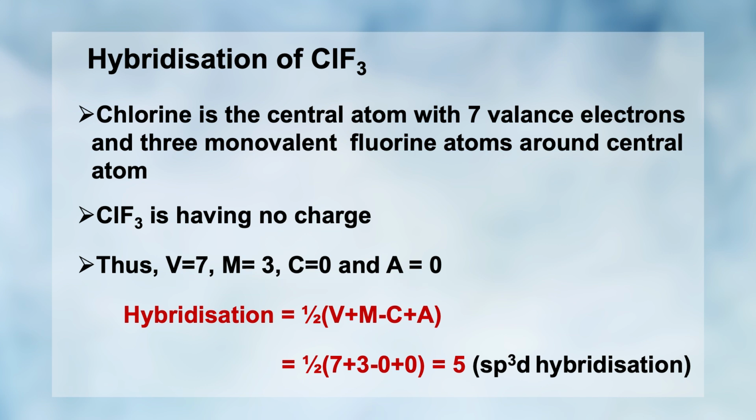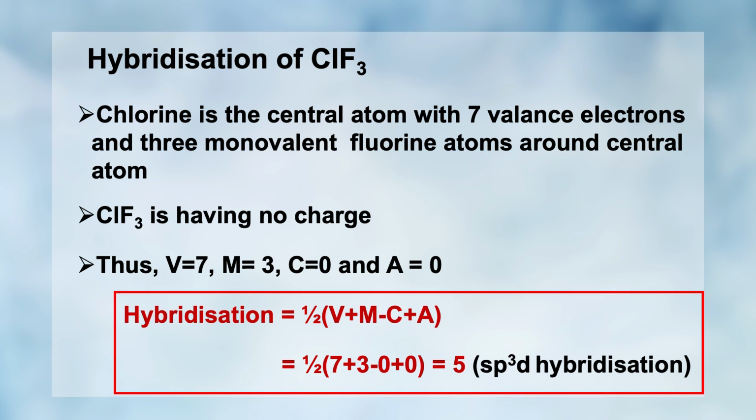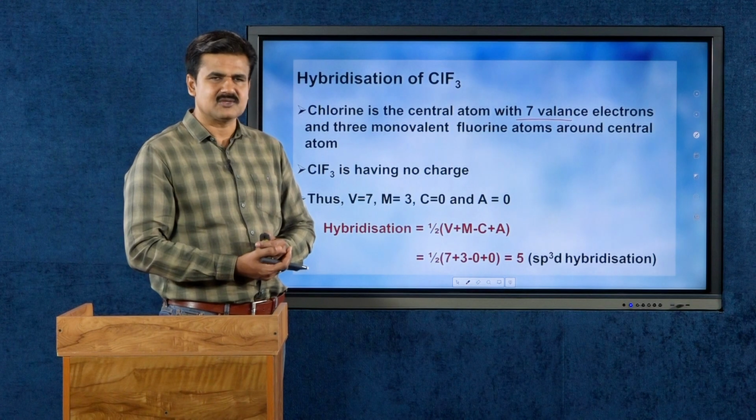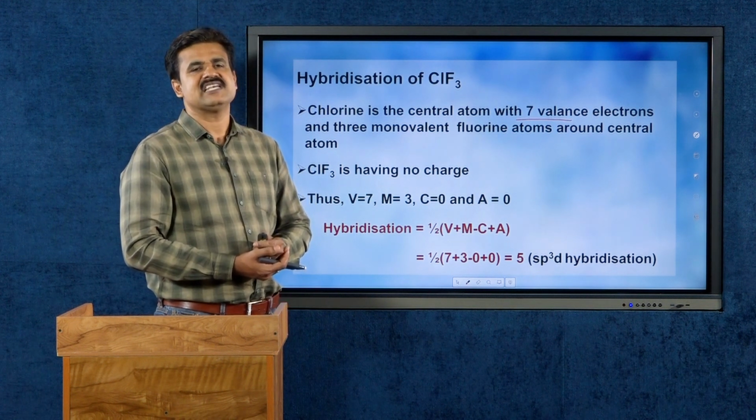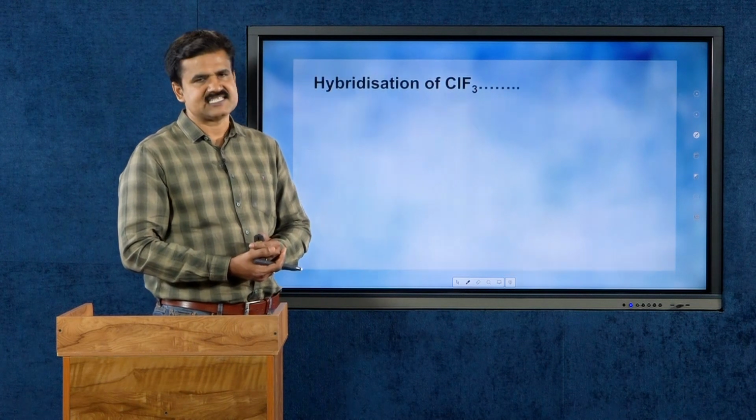So, you can substitute these values in the expression for finding the hybridization from the molecular formula, that is half into V plus M minus C plus A. On substitution, we get half into 7 plus 3 minus 0 plus 0, which is equal to 5. That means 5 orbitals take part in hybridization. So, it is clear that the hybridization is sp3d. In the molecule ClF3, the central atom chlorine depicts sp3d hybridization.